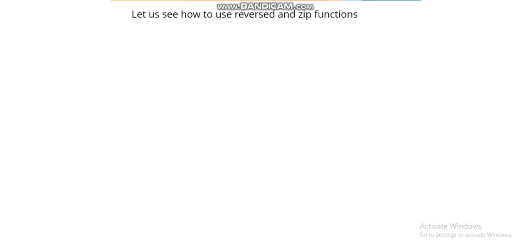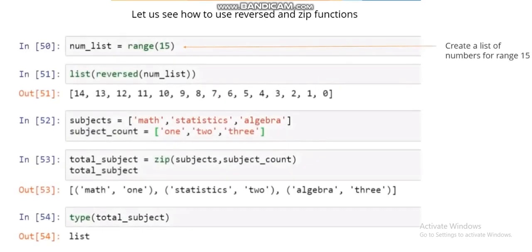Let's see how to use reversed and zip built-in functions. First, create a list of numbers using the range function. Here, the range is 15. Now use the reversed function to view the list in the reversed order.